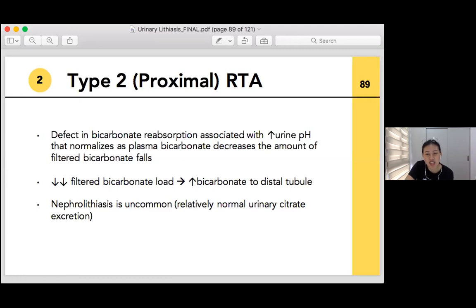For type 2 or proximal RTA, this is characterized by a defect in bicarbonate reabsorption and is associated with initial high urine pH that normalizes as plasma bicarbonate decreases and the amount of filtered bicarbonate falls. With reduced capacity of the proximal tubule to reclaim the filtered bicarbonate, more bicarbonate is delivered to the distal tubule. This distal tubule has limited capacity for bicarbonate reabsorption, and therefore bicarbonaturia would occur, which results in reduced net acid excretion and metabolic acidosis. Nephrolithiasis, however, is uncommon in this type of RTA because there is relatively normal urinary citrate excretion.